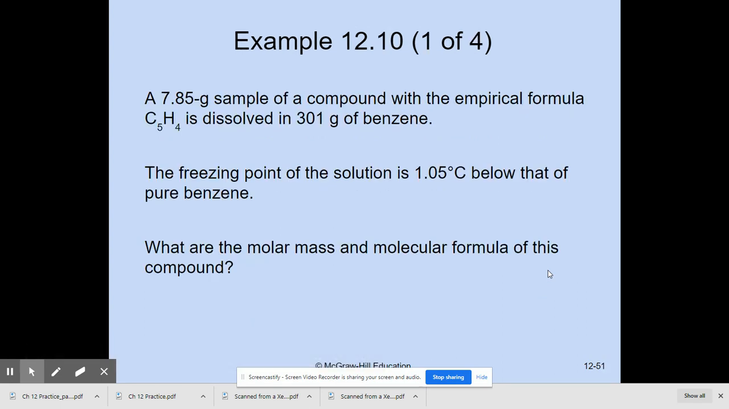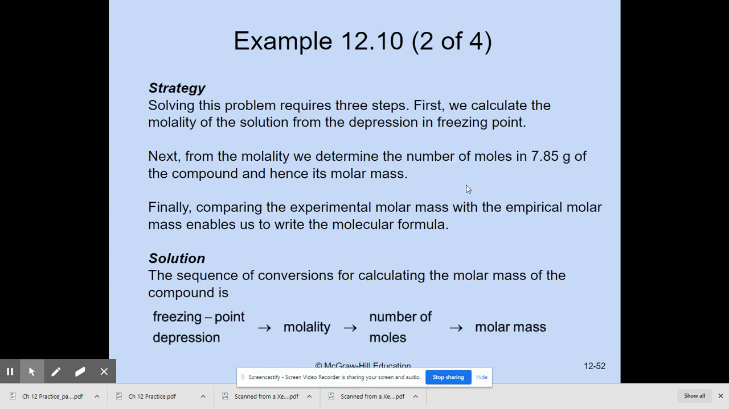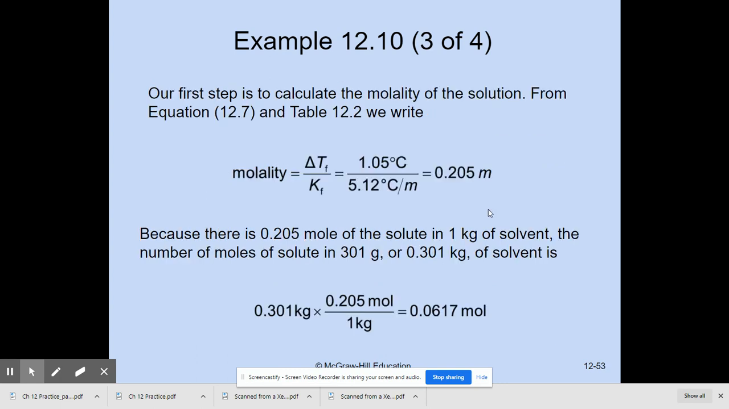Next example: 7.85 grams of a compound, empirical formula C5H4, is dissolved in 301 grams of benzene. The freezing point is 1.05 degrees below that of pure benzene. What are the molar mass and molecular formula of the compound? So we know this is my delta TF, the freezing point depression, the change in the temperature. We're going to go from the freezing point depression, knowing that temperature, to find the molality, then we can find moles, and then we can find the molar mass of that compound. So molality is delta T over K.